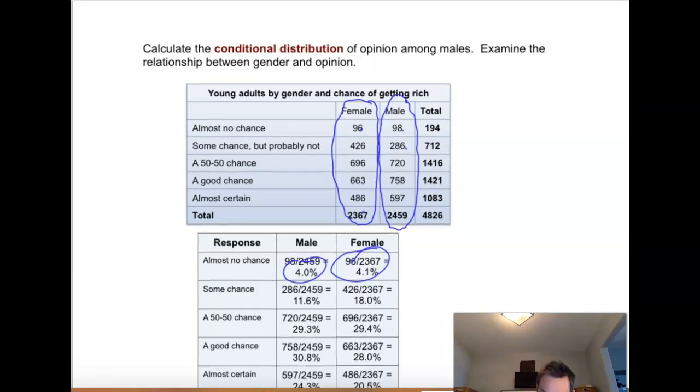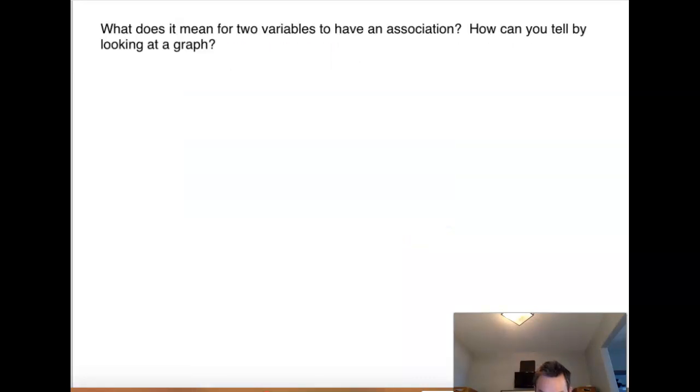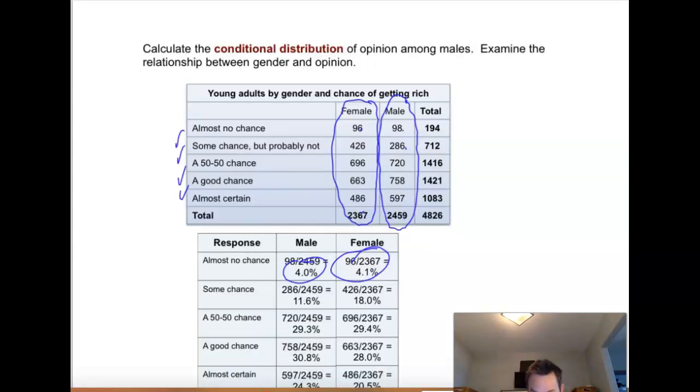And then we go down each category, dividing the frequency by the total in their gender, and we get a percent for each. So if I added up all the female percentages, I should end up with 100%. If I add up all the male percentages, I should also end up with 100%. And I'll show you what a segmented bar graph looks like in a moment for that.